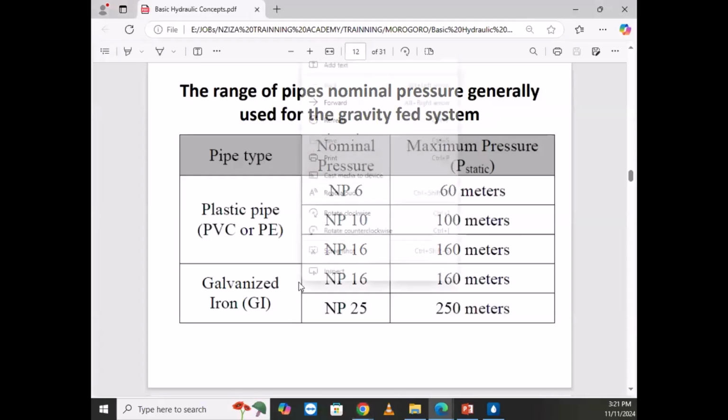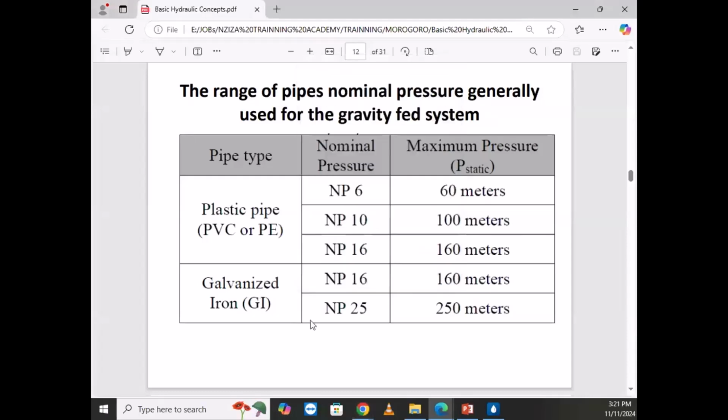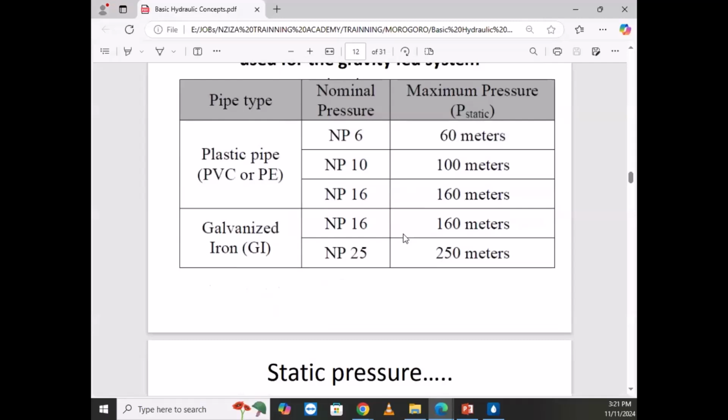So I don't know if you guys use PN6. No, for us also we don't. Nowadays we don't even use PN10, because of the hills there, we don't use PN10 anymore.